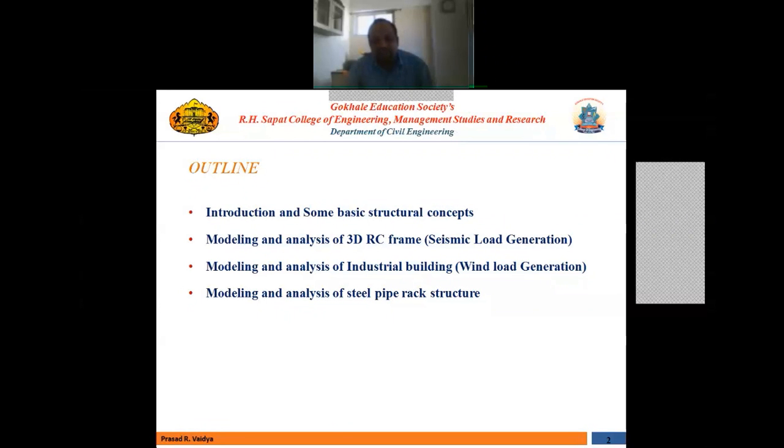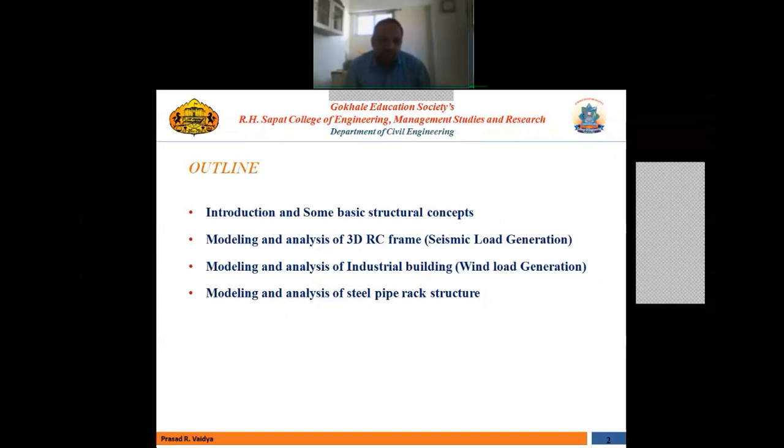The reason is the weight of the structure. Weight of the structure is very high in case of RC compared to your steel structure, which is your industrial building. So that's why we'll take an example of 3D RC frame analysis for seismic analysis, seismic load generation. And then we will take the example of industrial building for wind load generation.